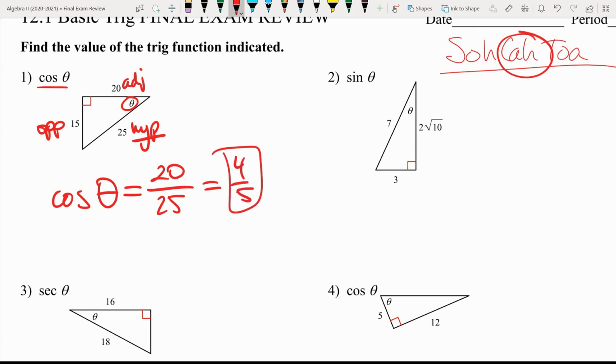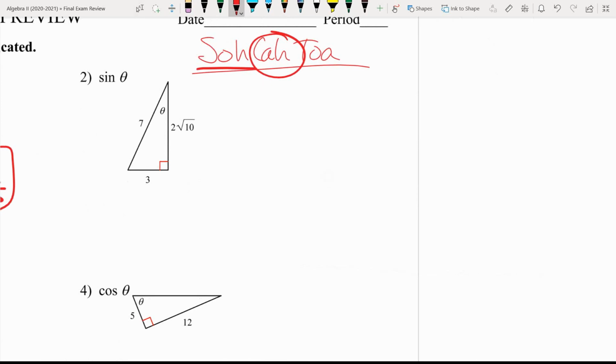All right, let's go on to this next one over here. We got sine. So that's opposite over hypotenuse. So from this angle, 3 is opposite. The hypotenuse is 7. So sine of theta is simply 3 over 7. That's it. Pretty simple. Don't even have to worry about this 2 squared to 10 one over here.